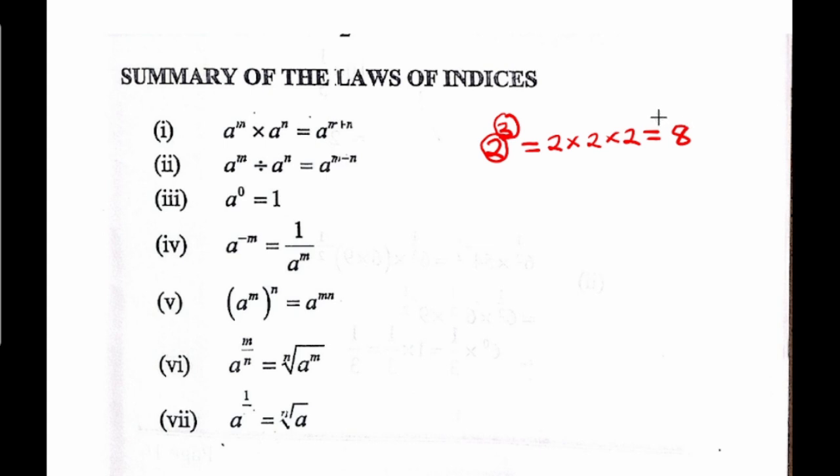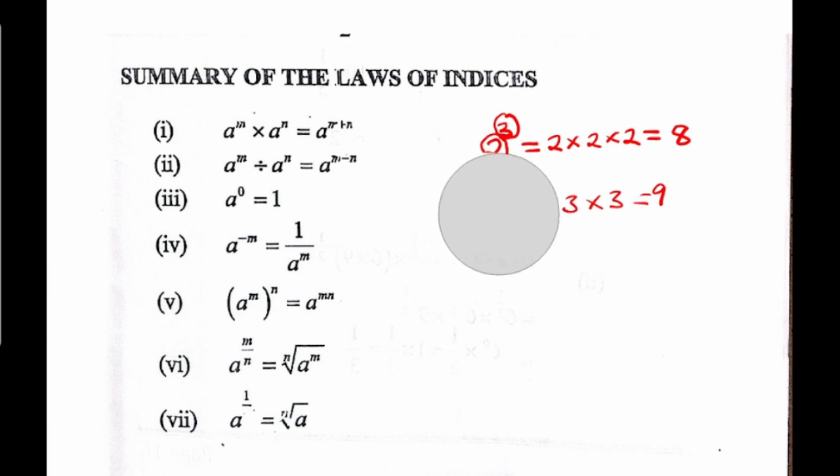So operations on numbers involving powers are called indices. The powers are called index or exponents. So 9 is also expressed in indices form as 3 to the power of 2, because 3 times 3 equals 9. I believe this already makes sense.